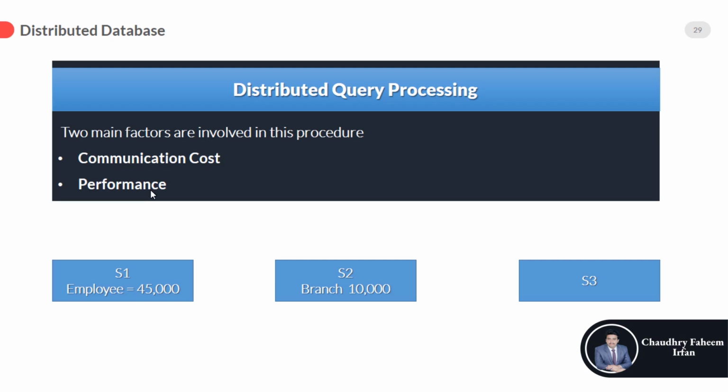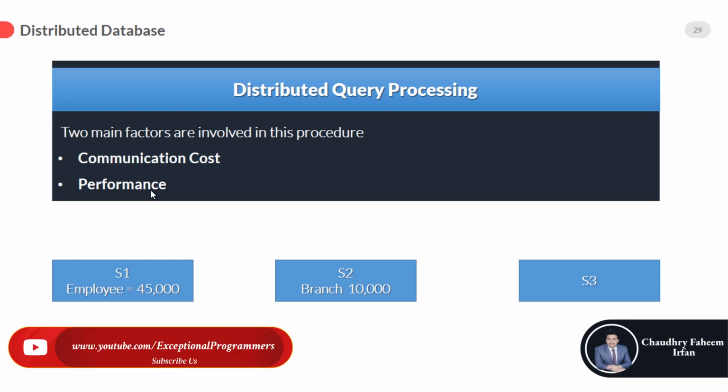Communication cost matters in distributed databases, because our data is stored at different places, so we use a communication channel to access all the data that we want to access. All the relations are at different sites. I assume that site 1 has the employees table, site 2 has the branch table, and site 3 is where I am.